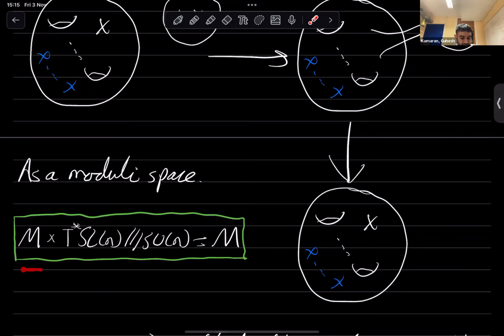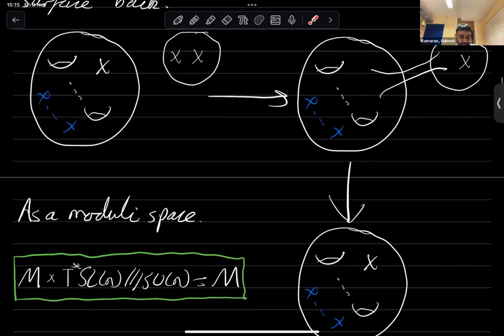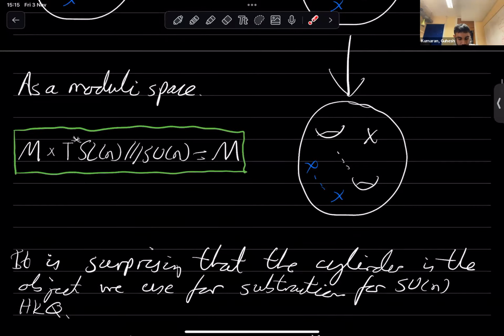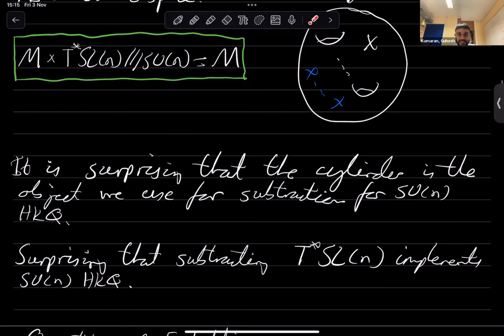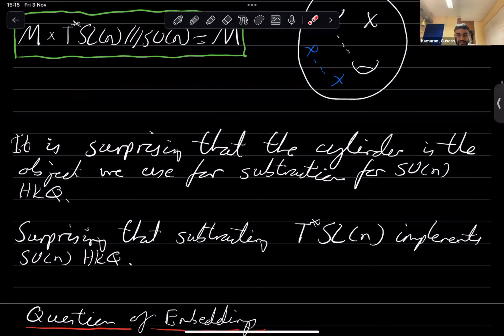So gluing cylinders is a bit like an identity operation under this gauging in class S. Whatever starting moduli space you have, if you take the product with T star SLN, which is what the moduli space for the cylinder is, and gauge an SUN, you'll get back to the same thing. So it's quite surprising that the class S cylinder is the object that we're using for this subtraction. And it's also interesting that subtracting T star SLN is the thing that implements this SUN hyper-Kähler quotient.